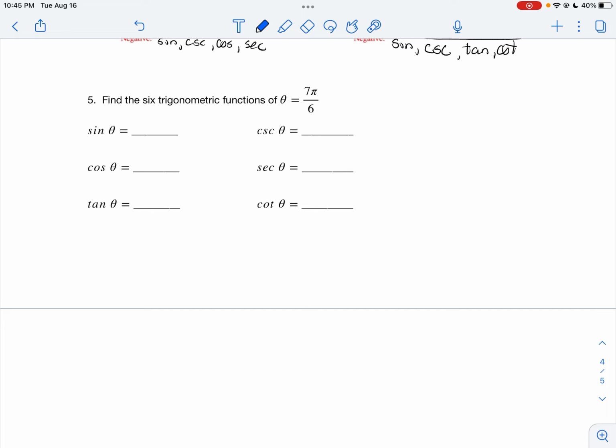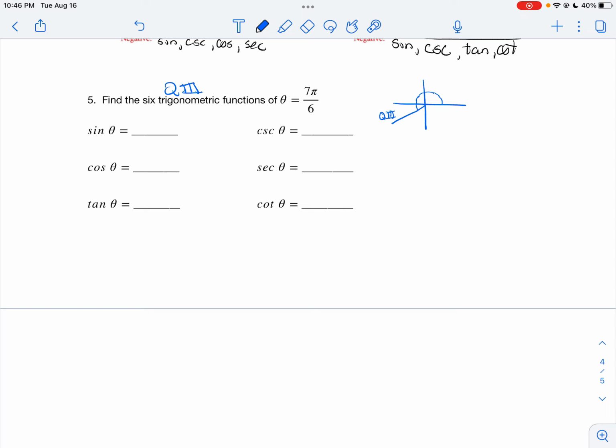Now how I'd work through this is, first thing you want to do is find your reference angle. So let's figure out what quadrant 7 pi over 6 is. 1 pi over 6, 2 pi over 6, 3 pi over 6, 4 pi over 6, 5 pi over 6, 6 pi over 6, 7 pi over 6. So we are here in quadrant 3.